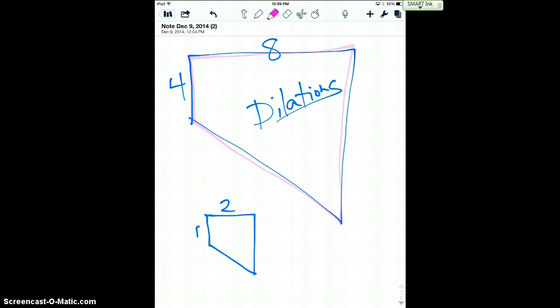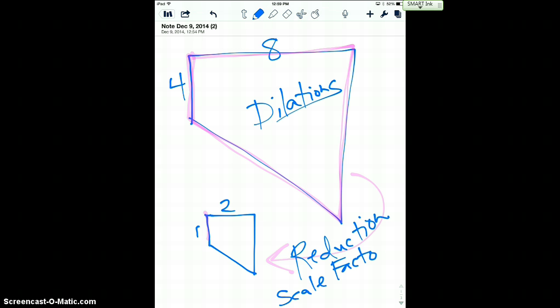So I give you the original figure, outlined in pink here, and then the dilation that was performed. It got smaller, it went to the 1 to 2. So is it an enlargement or a reduction? Well, it got smaller, so this is a reduction. And now we need to know the scale factor. So remembering that if it's a reduction, the scale factor should be less than 1.